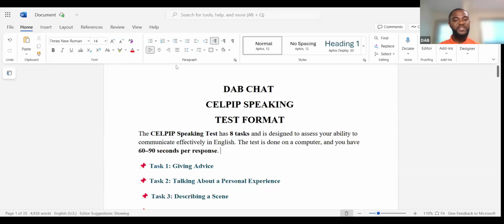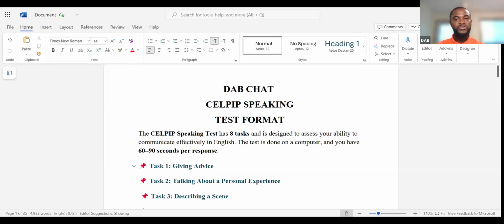So the CELPIP speaking test has 8 tasks. From task 1 to task 8, that is meant for the whole speaking. The whole of the speaking takes 20 minutes. You will speak from task 1 to task 8.